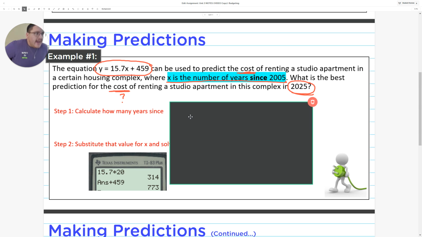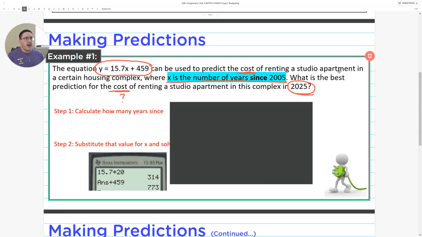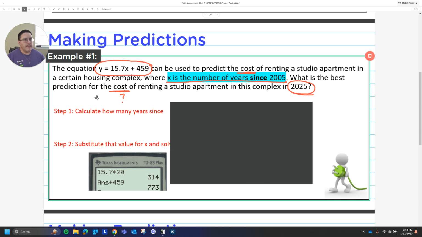Okay, so we have an equation that represents the cost of renting a studio, and X is the number of years since 2005. So what can we interpret from this equation? Well, if 0 years went by, then the cost of renting the studio apartment would be $459 flat. 15.7 is the amount that gets raised per year, essentially. It gets raised 15.7 for the number of years since 2005.